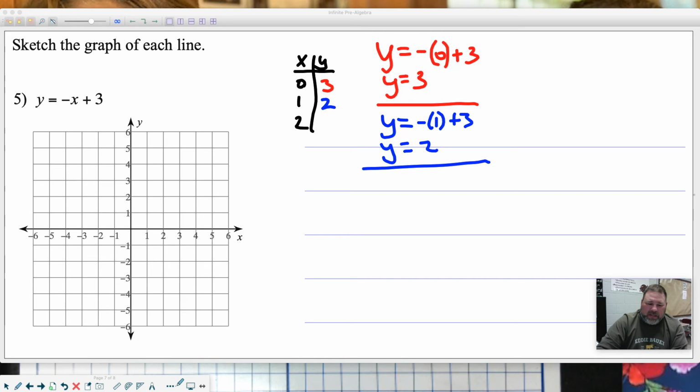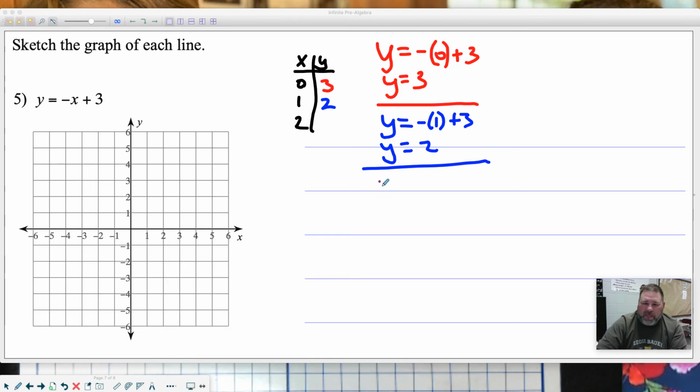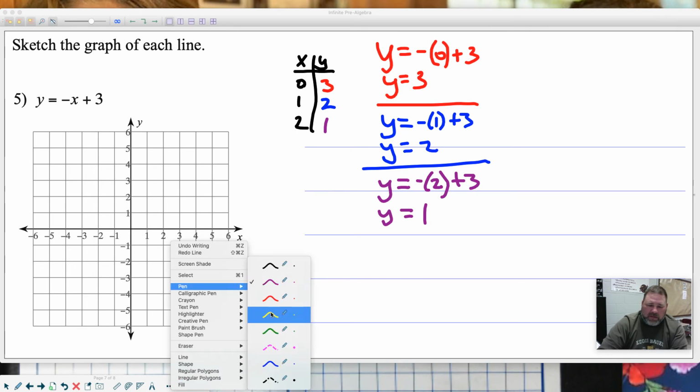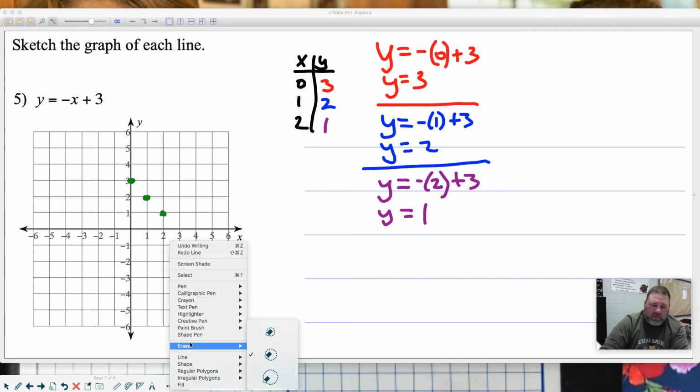All right. And so let's go ahead and get another one. Y equals negative whatever x is, 2, plus 3. And so y is equal to 1. And so we can graph these. 0, 3. Be careful now. Remember, 0 for x is right here, and then go up 3 on y, okay? 1, 2, and 2, 1. And then we'll draw our line.